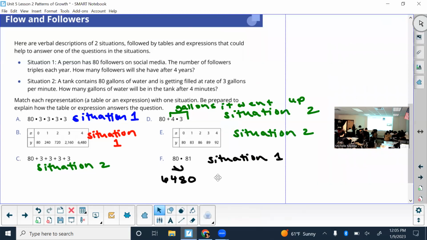It also is a more condensed way to write A, which is also for situation 1. Because 3 times 3 is 9, right? Yes? And then another 3 times 3 is 9. Multiply those together, 9 times 9 is 81. So it's another way to write it that's a little more condensed. And yeah, it would have to be for situation 1, because that one's growing a lot faster than just the 3 per minute. Good. Questions on that activity?